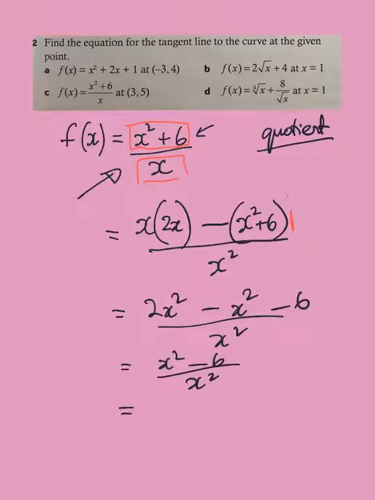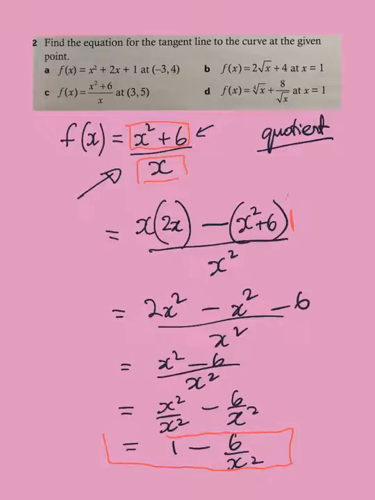And I could break up that fraction and say x squared over x squared minus 6 over x squared, which is just equal to 1 minus 6 over x squared. And that's how you would get the derivative if you were using the quotient rule.